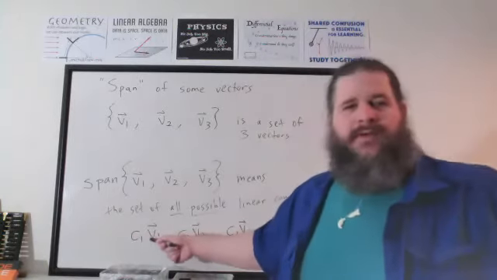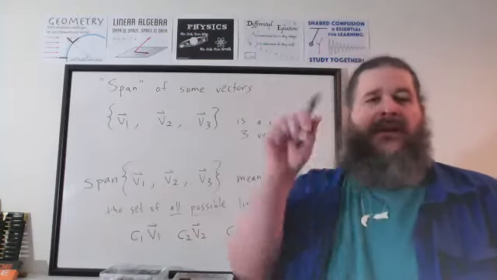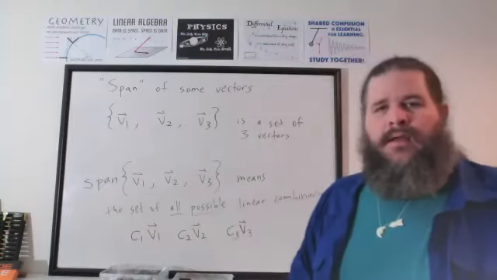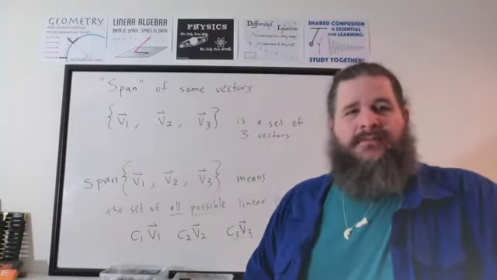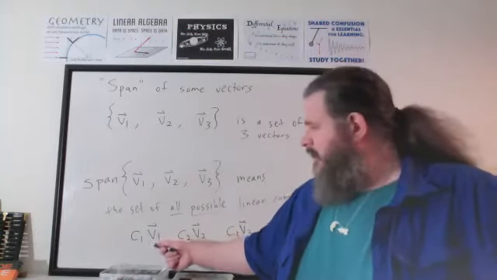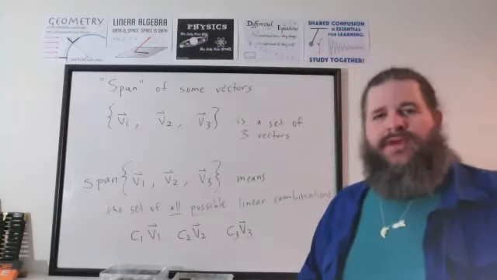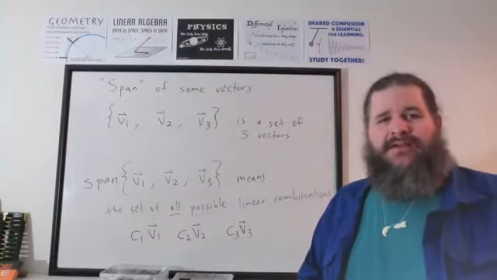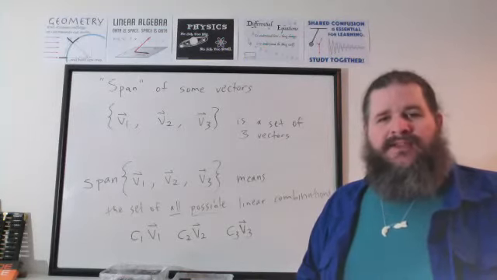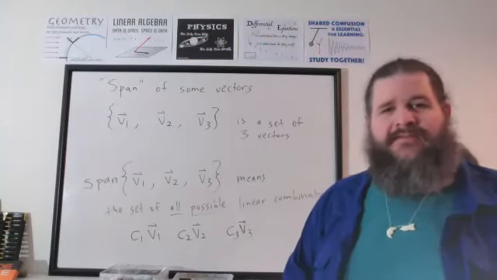So C1 times V1 is a new vector pointing in the same direction as V1, or maybe the exact opposite direction if C1 happens to be a negative number, but maybe having a different magnitude. For instance, if V1 is 5 units long, then 3 times V1 would be 15 units long. The scalar just rescales. In fact, this is why they're called scalars. They literally just rescale the vector to a new size, but pointing in the same direction or the exact opposite direction if the scalar is negative.